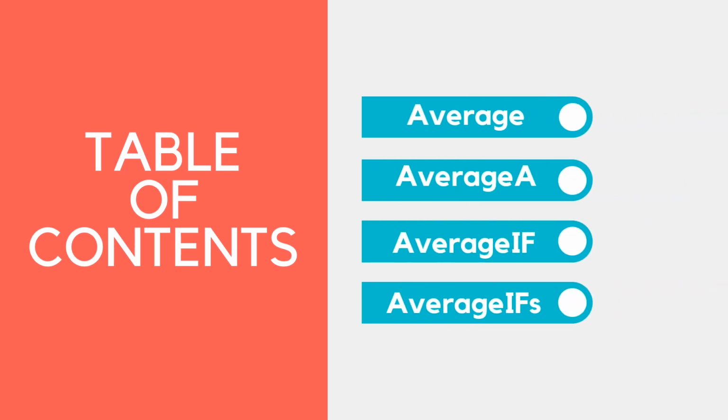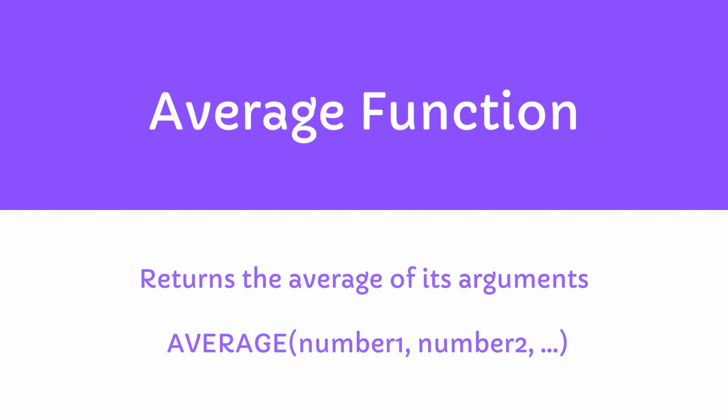Today in this video we are going to talk about another important Excel functionality, which is the average function. Let's jump to the table of contents. We'll be talking about four main functionalities. The first one is the average function, the second one being the AverageA, and next we'll be talking about AverageIF and AverageIFS.